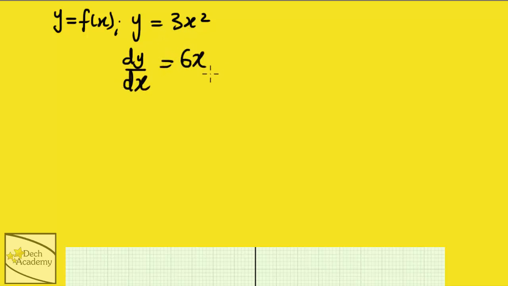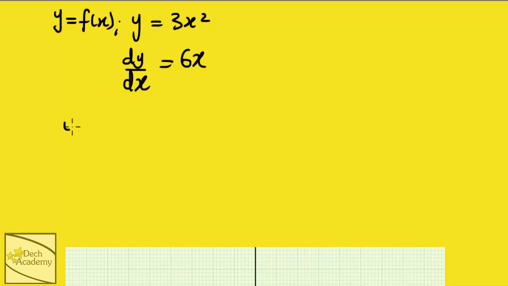6x. Now what we're going to do now is understand what this derivative means. This derivative is actually linked to the gradient of a point on a curve or a point on a straight line. And I'm going to demonstrate that relationship.